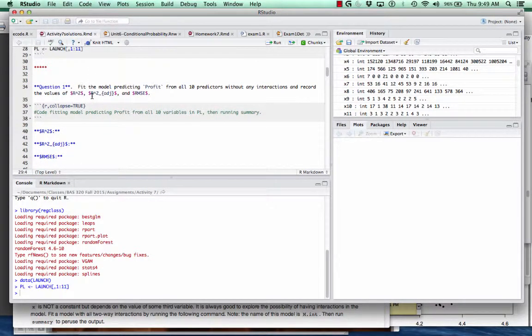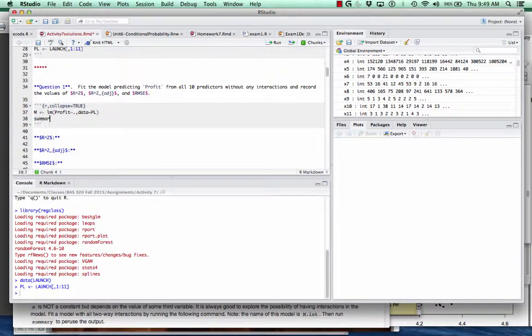All right, so let's start out just by fitting a multiple regression model predicting profit from all 10 predictors. No interactions, nothing fancy going on. So we can do that just by doing M left arrow and then LM and then the formula for our model. And in this case, since we're predicting profit from all the variables, I can do the twiddle dot shortcut and just specify the data frame where that lives. And then I'm going to want a summary of the model.